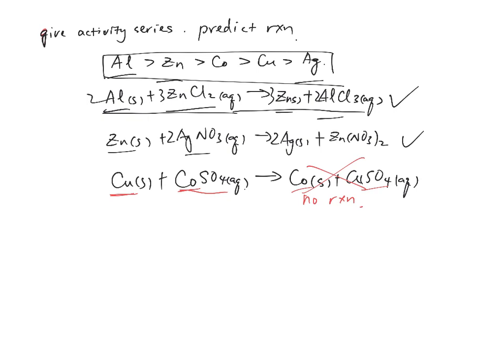All right, so if you're given a set of solubility rules, if you're given a set of activity series, you should be able to predict whether a chemical reaction happens. And then the other way around.